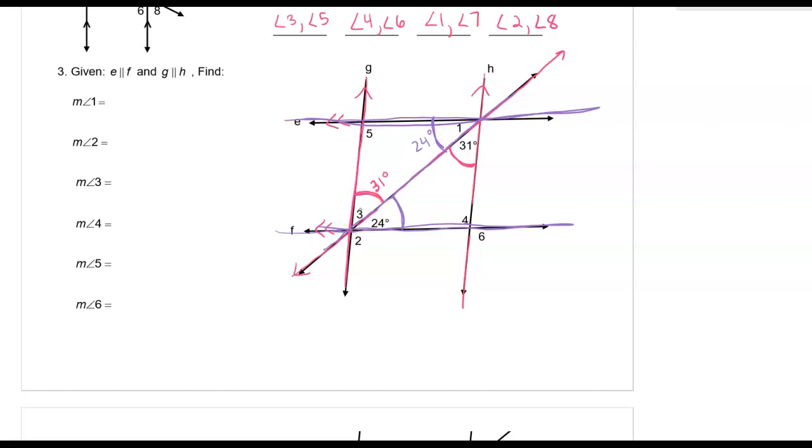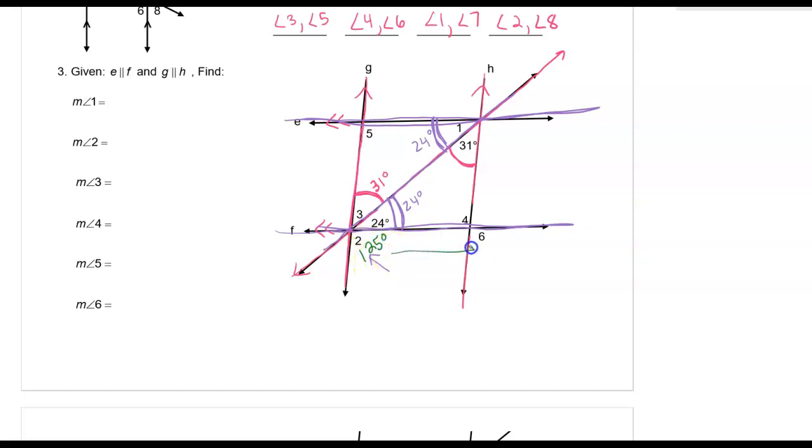Other angles I need are angles 4 and 5 and 2 and 6. So if I look at what I do have, I'll look in the bottom left corner near angle 2. I already have a 31-degree angle. I have a 24-degree angle. If you add those up, you get 55. So angle 2 then is going to be supplementary to that 55. So what is 180 minus 55? 180 minus 55 is 125 degrees. So angle 2 is 125 degrees.